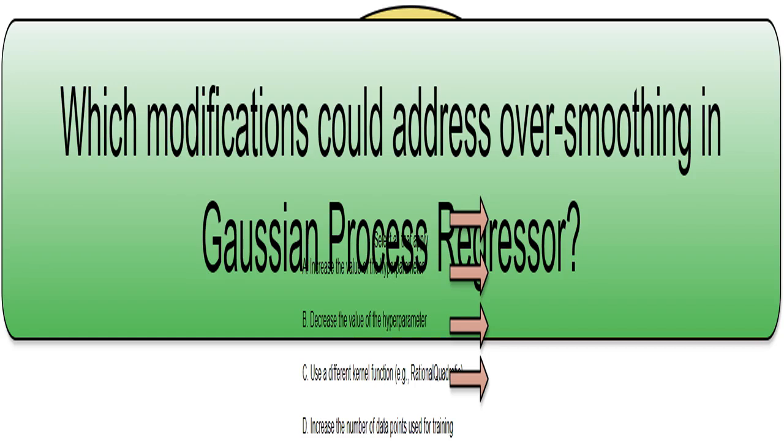I would try a different kernel function. The kernel determines how smooth the model is. The radial basis function RBF kernel is known for its smoothness. A rational quadratic kernel offers more flexibility, capturing complex patterns and potentially addressing the oversmoothing issue.